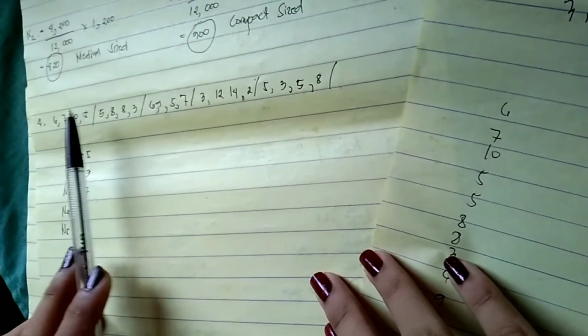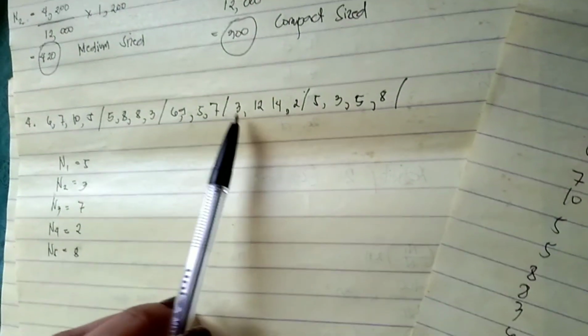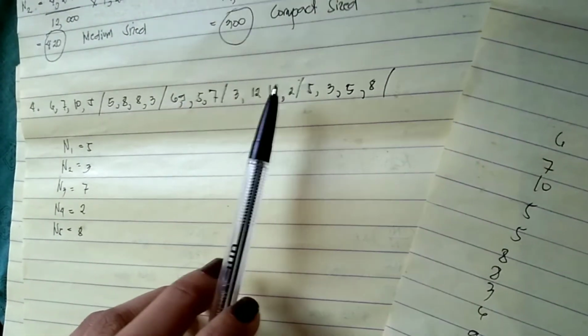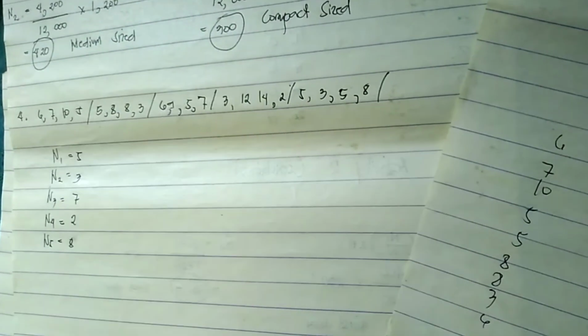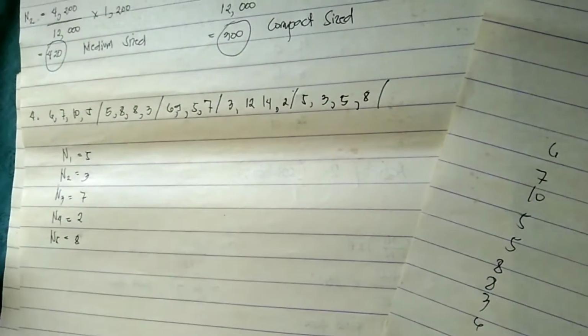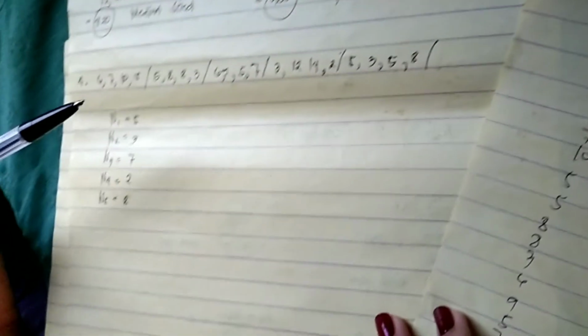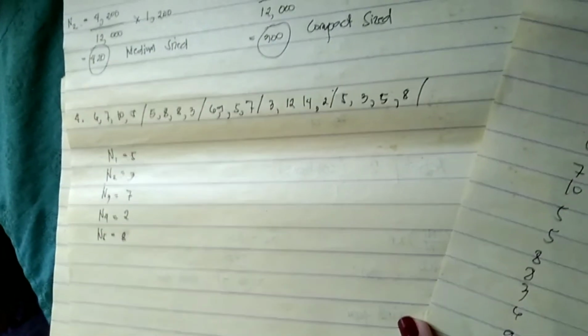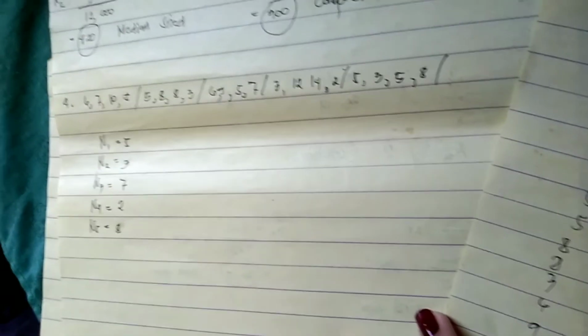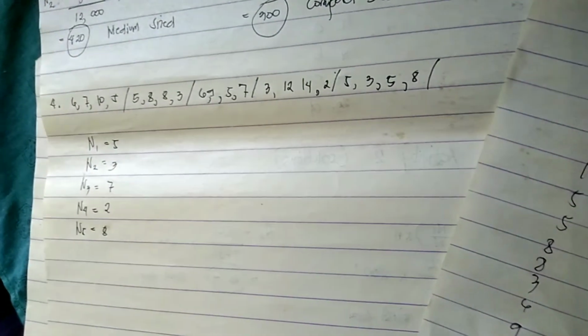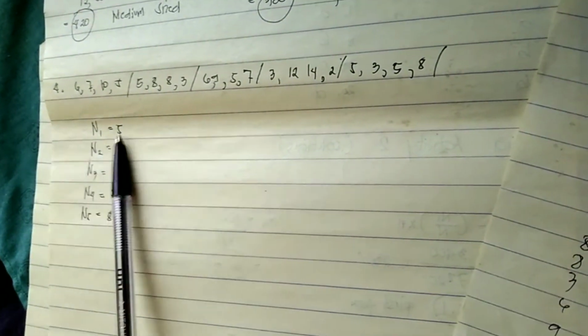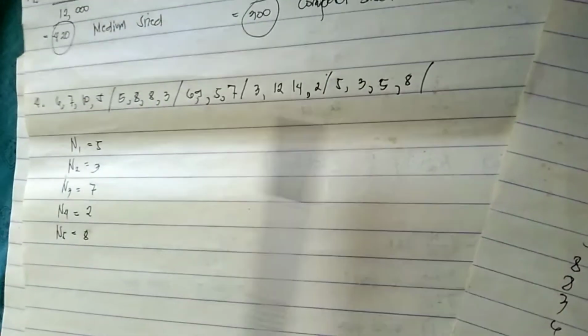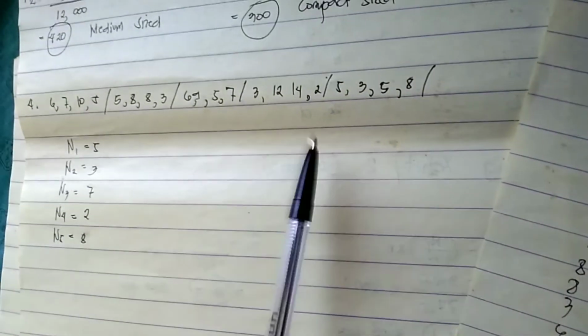So number 4: 6, 7, 10, 5, 5, 8, 8, 3, 6, 9, 5, 7, 3, 12, 14, 2, 5, 3, 5, 8. So for the 20 numbers, you divide them into 5 groups. The last number you count in each group is the answer for N. Since there are 20 numbers, we divide them into 4 per group so that there are 5 groups.